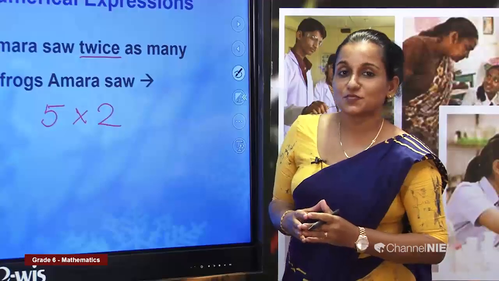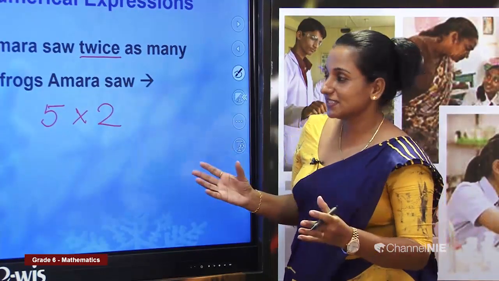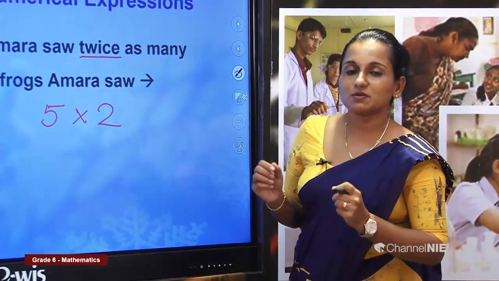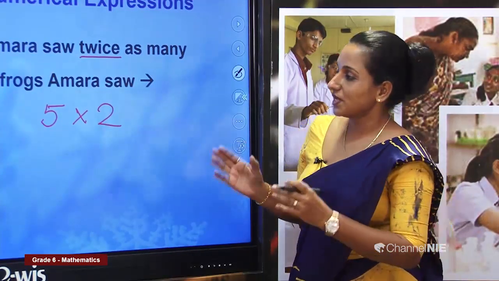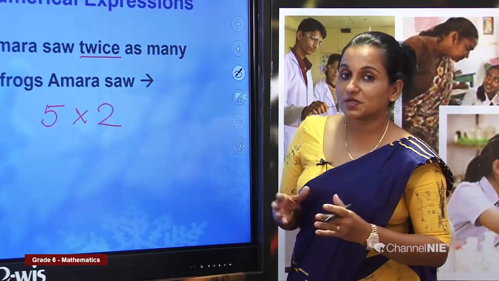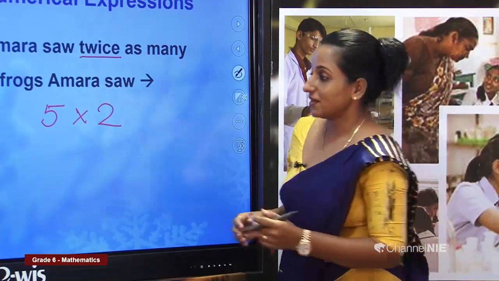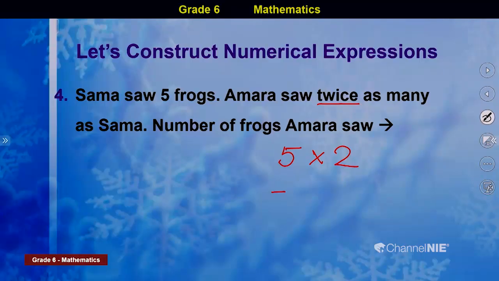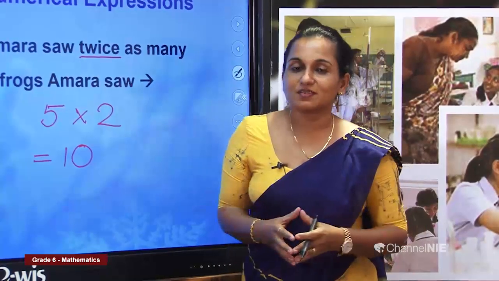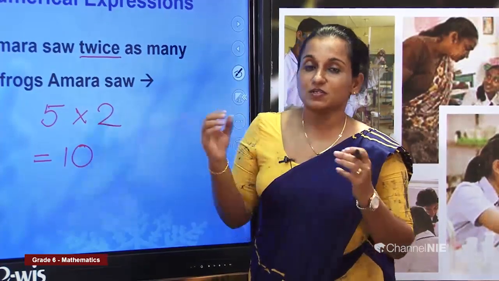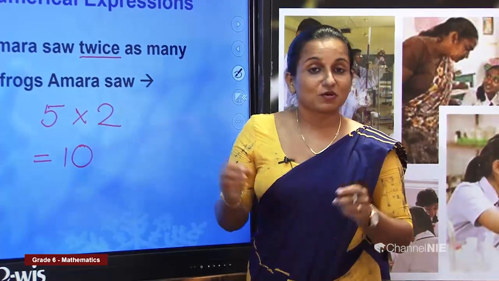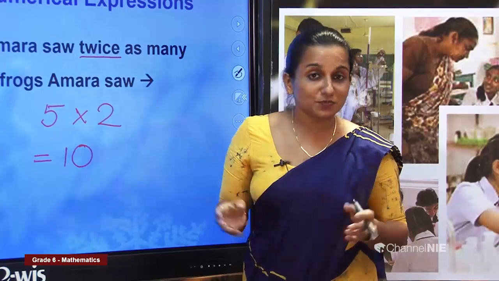This is a numerical expression. It has numbers and also a mathematical operation. We can simplify this numerical expression further. Then we get 5 times 2 is 10. Amara saw 10 frogs. Okay, I hope you got the idea of numerical expression. Now shall we move to algebraic expressions?